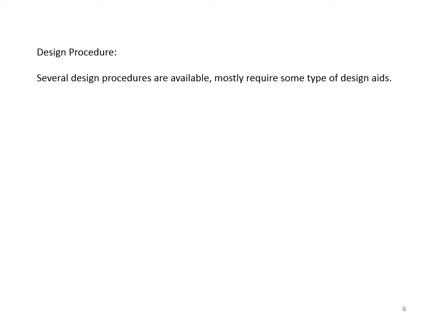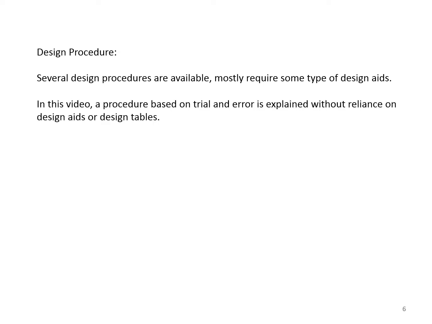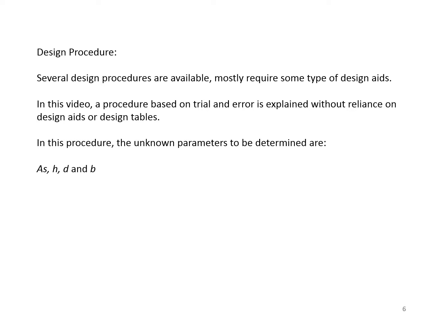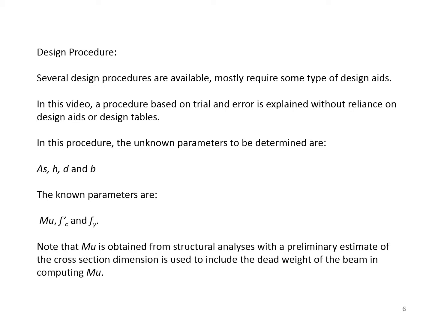Design procedure. Several design procedures are available, mostly require some type of design aids. In this video, a procedure based on trial and error is explained without reliance on design aids or design tables. In this procedure, the unknown parameters to be determined are As, h, d, and b, and the known parameters are Mu, f'c, and fy.